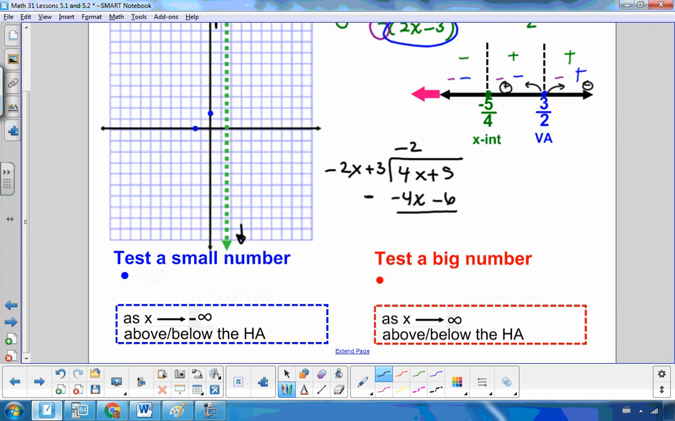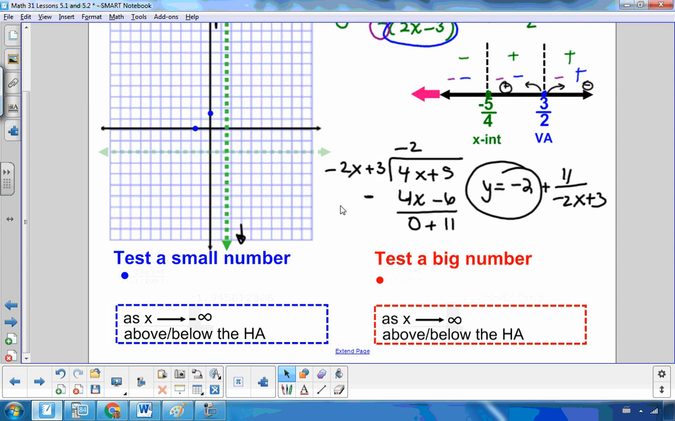Let me try that again. 4x take away 4x is 0, and 5 take away negative 6 is 11. So I know that my rational function can be written as negative 2 plus 11 over negative 2x plus 3. So this is my horizontal asymptote, at negative 2.